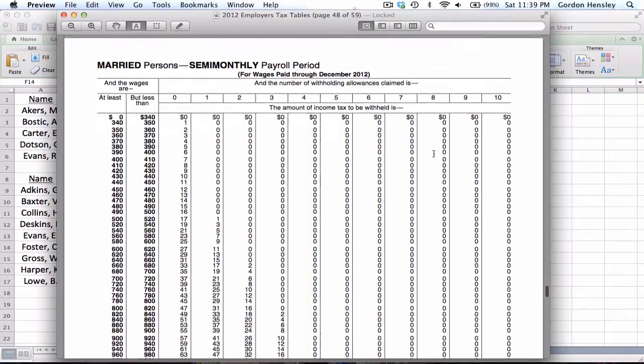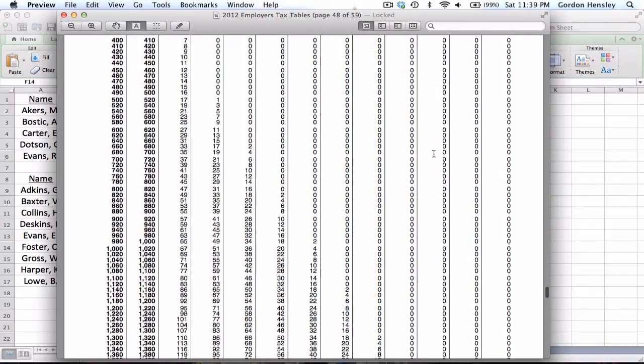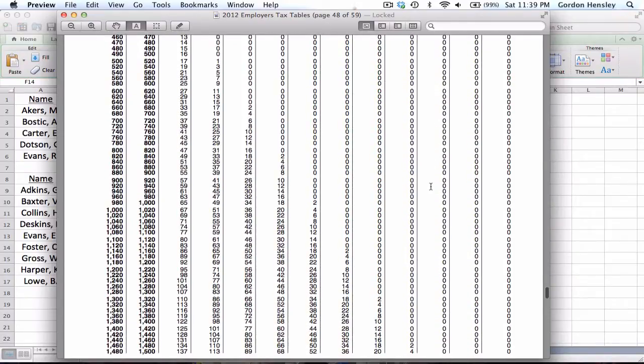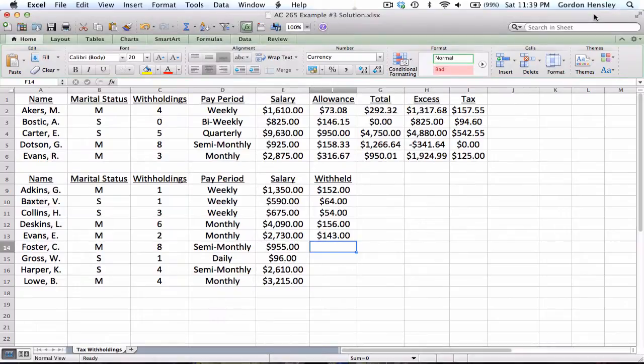So I follow this down until I find $955. It's in this area right here between $940 and $960. And look at this, 0. So that actually means this person will have nothing withheld from their pay.